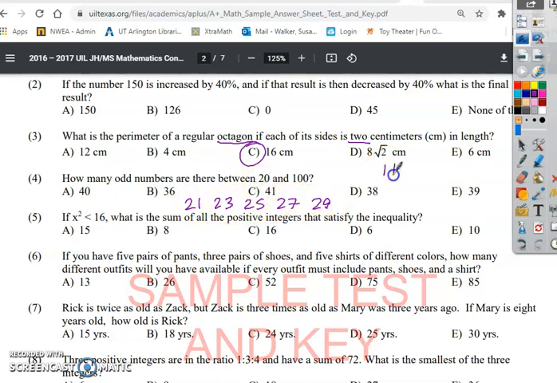5 odd numbers in the 20s, 30s, 40s, 50s, 60s, 70s, 80s, 90s. I have 5 odd numbers in each of these, okay? So 5, 10, 15, 20, 25, 30, 35, 40, okay? So you can count, but guys, there's a good chance that you will miscount, okay?